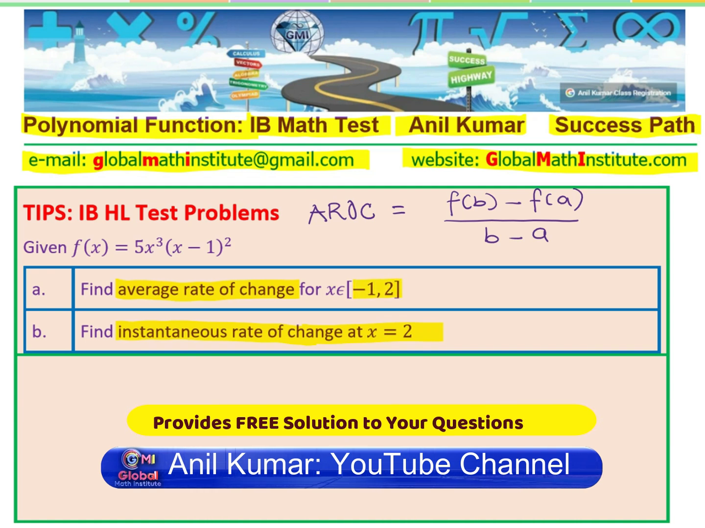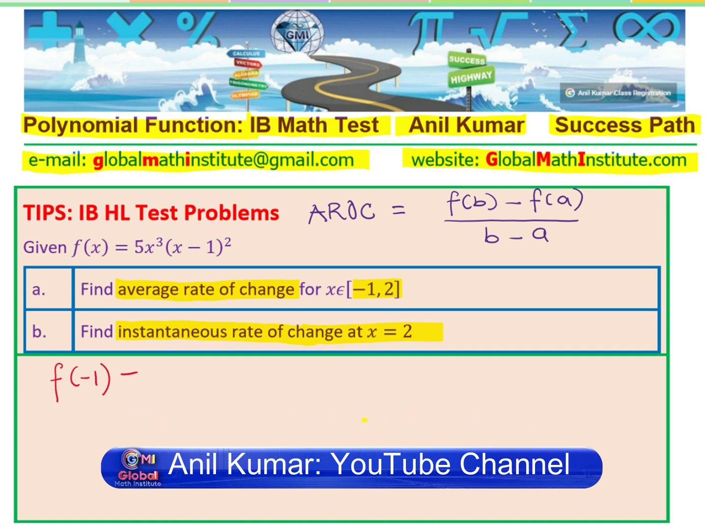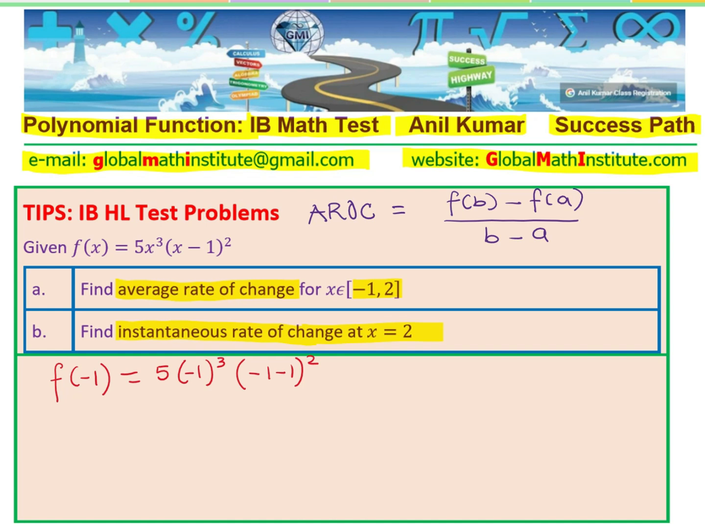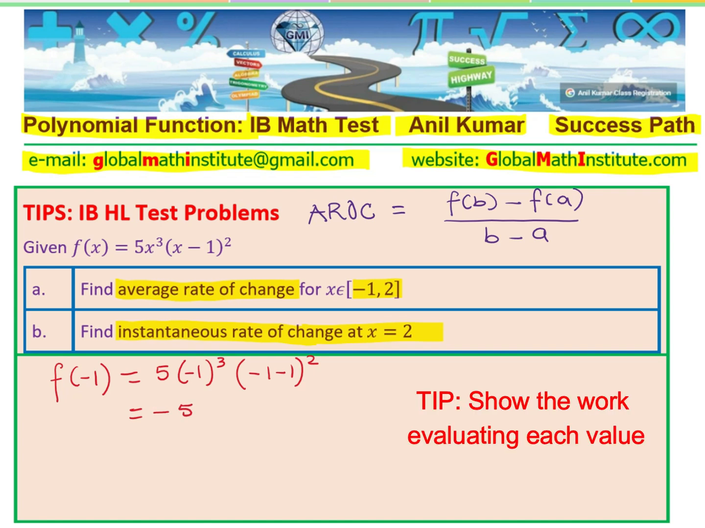So, what we will do here is find the value of the function at -1. That is to say, substitute -1 for x. So we have 5 times (-1) cubed and then (-1 minus 1) whole squared. Now, this value is -5 times (-2) squared, which is 4, and that gives you a value of -20.